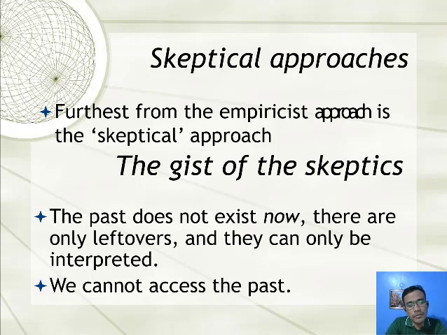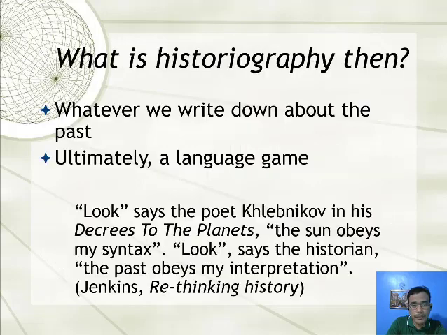Skeptical approaches are far from the empiricist approach because they are skeptical. The gist or the focus of the skeptics is that the past does not exist now. It's no longer existing, so there are only leftovers and they can only be interpreted. We cannot access the past. Of course, we cannot go back there and look at what happened. So they are skeptics of knowing the past objectively. These are the points of the perspectives of the skeptics. Skeptic historians say it cannot be known already, but through the proof, the fossils, and the artifacts, we can interpret.